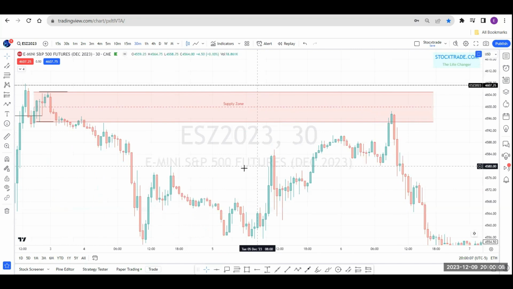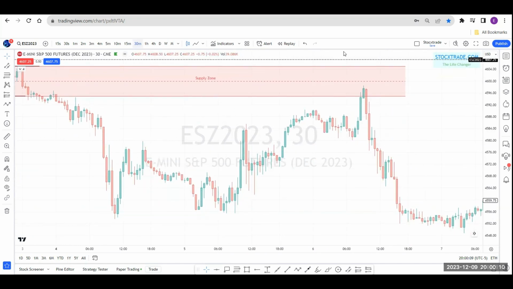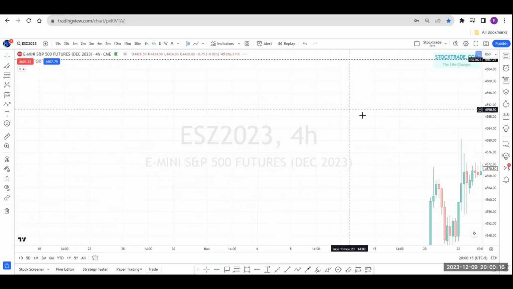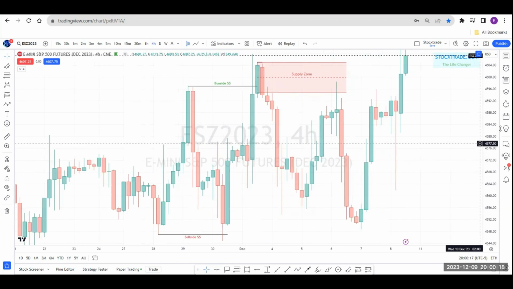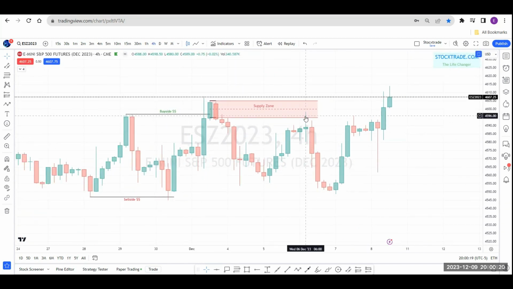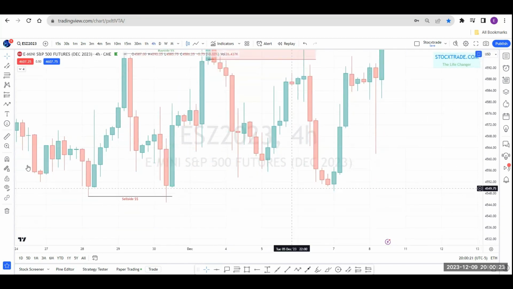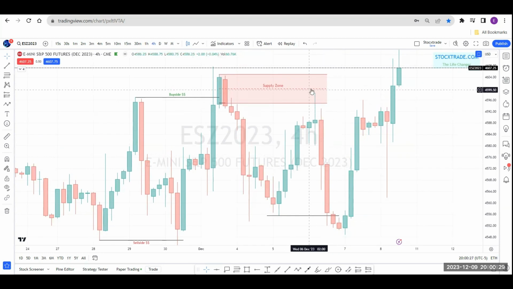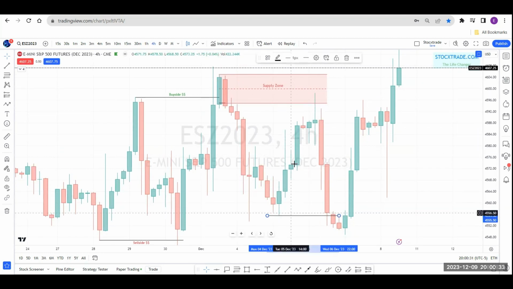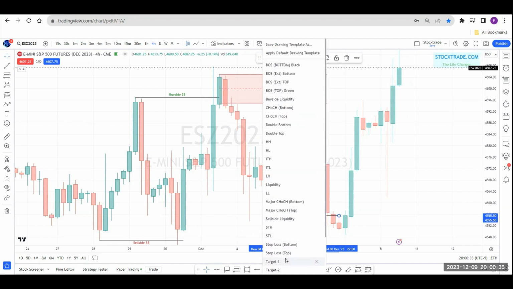If this is 30 minutes and I am in a sell trade, I will switch to a higher time frame like 1 hour or 4 hour and see where my next target is. I took the sell here, so what will be my target? My target will be the next liquidity level. So my next bottom is here. If I'm selling here, this is your extreme zone, so this will be my target.